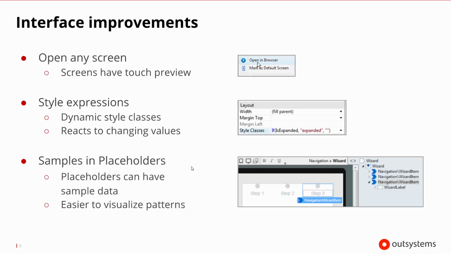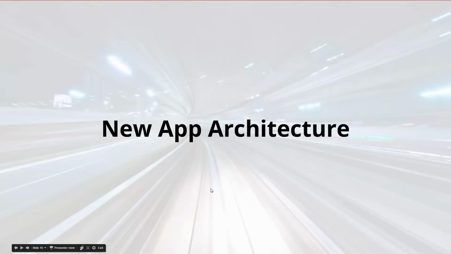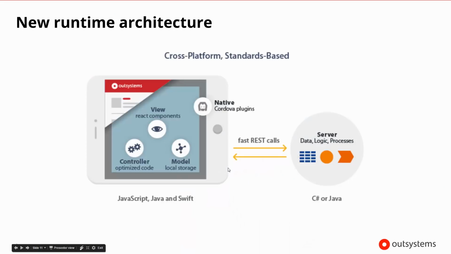We also, when we drag and drop some of our patterns to the screens, now have placeholders that can hold sample data. And that makes it easier to visualize the pattern, and overall it makes it very easy to work with. So it's a nice thing to have. So let's take a look at the new application architecture.